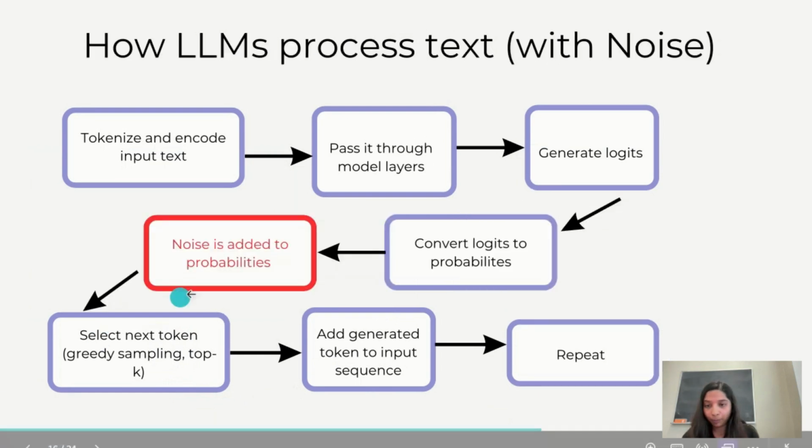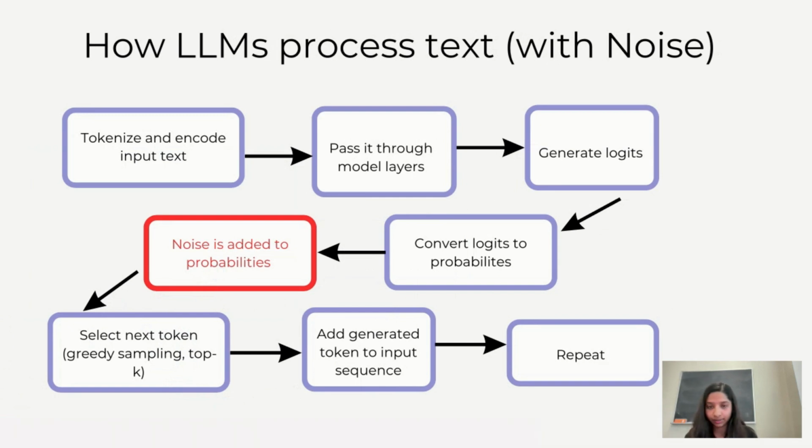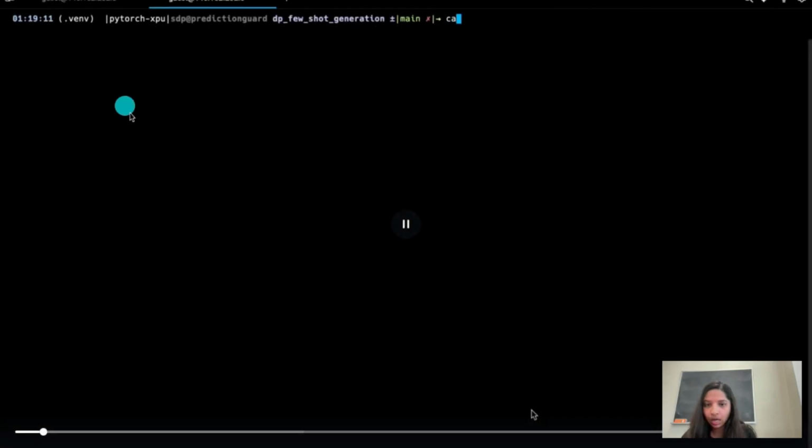To make the prompts private, we'll add noise to the probabilities once they are generated. So right here in this step, here's how the process looks like with noise included. By adjusting the noise parameter, we can control the level of privacy. That is, the more noise that is added, the higher the privacy will be. Now I'm gonna walk you through a short demo.